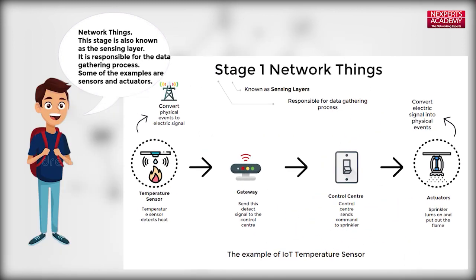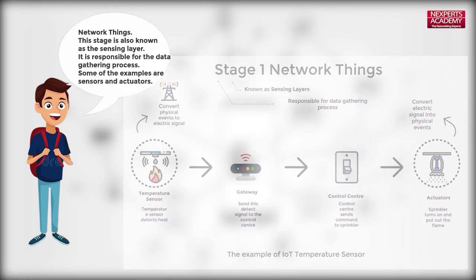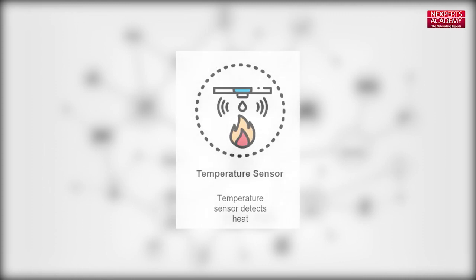Network things. This stage is also known as the sensing layer. It is responsible for the data gathering process. Some of the examples are sensors and actuators.